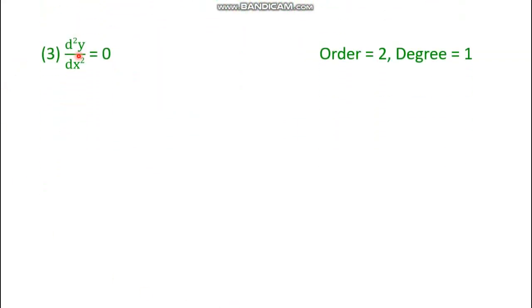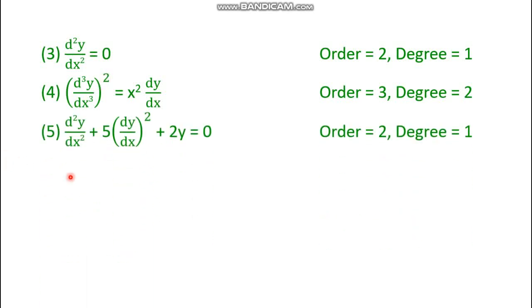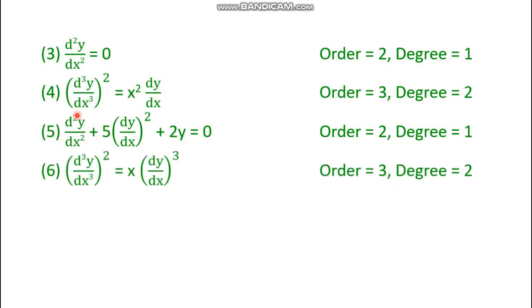Now here it is a second order differential equation because it is d2y, so the highest differentiation is 2. But what is its power? Its power is 1, so its order is 2, degree is 1. Here d3y, so order is 3, and due to this power the degree is 2. Here the highest derivative is d2, so order is 2, and its power is 1, so degree equals 1.